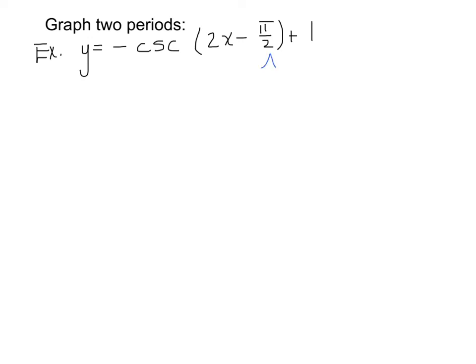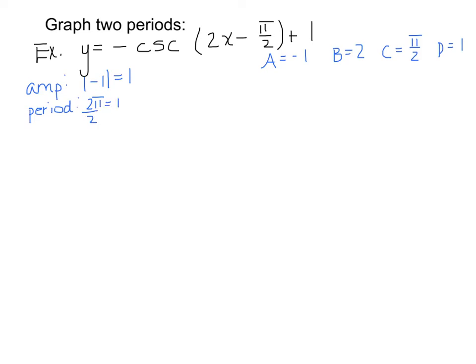So my A is negative 1, B is 2, C is pi over 2, remember it's opposite, and D is 1. So my amp is the absolute value of negative 1, which is 1. My period is 2 pi over 2, which is pi.